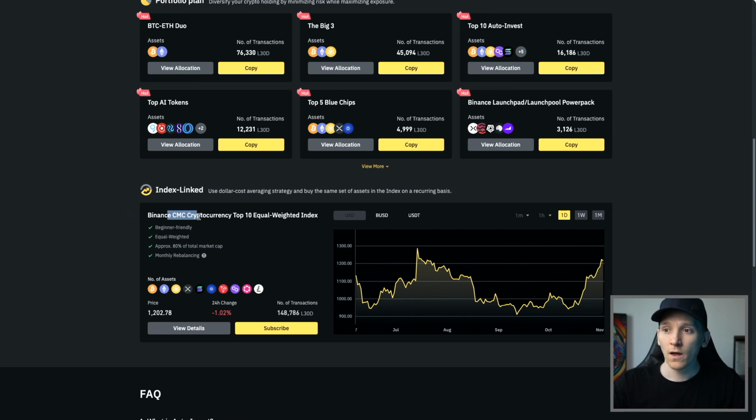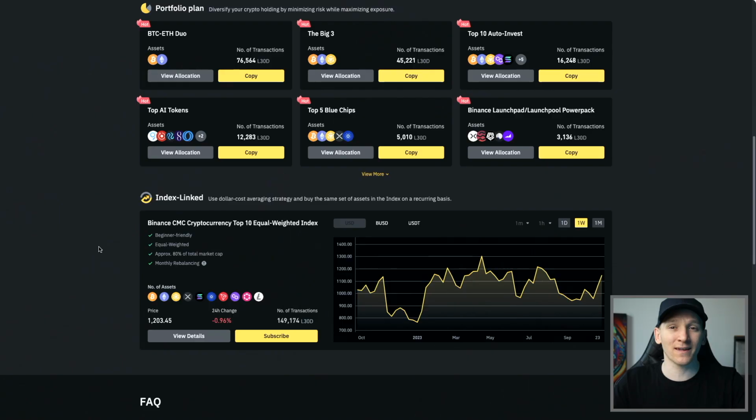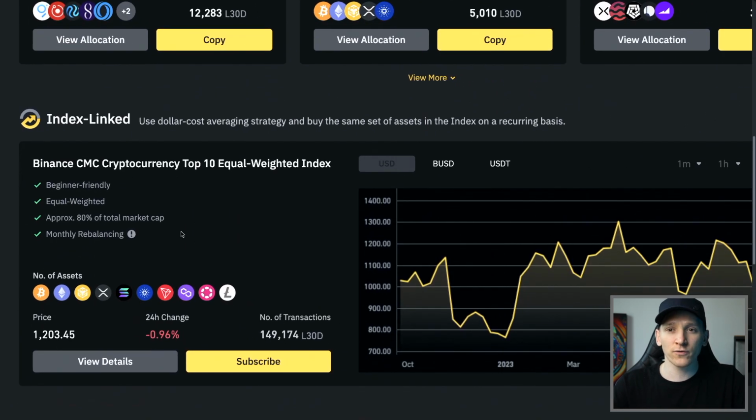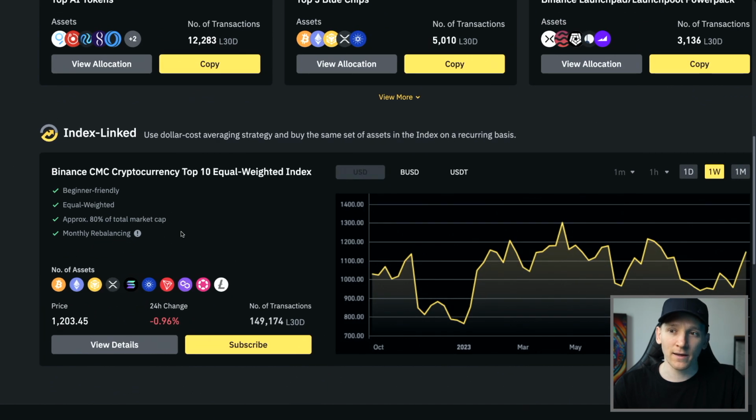There's also this, which definitely won't be available in some countries because this is essentially a securitized product. So this is an equal weighted index, which means it puts the exact same amount of money into each coin, irrespective of how large it is in comparison to the others. So if you've got $1,000, that's $100 into each coin, and that's it. And it's actually going to rebalance that as well. So even if one of the coins does really well, it's going to try and balance the coins.